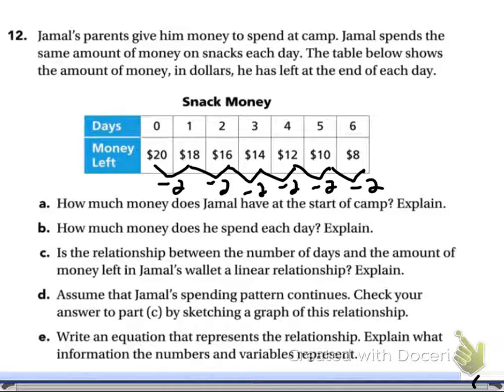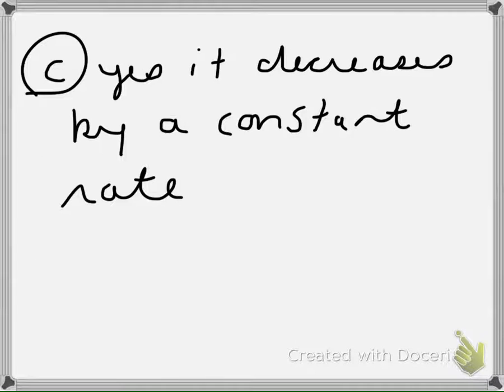The next question says, is the relationship between the number of days and the amount of money in Jamal's wallet a linear relationship? I said yes it is, because it decreases by a constant rate.